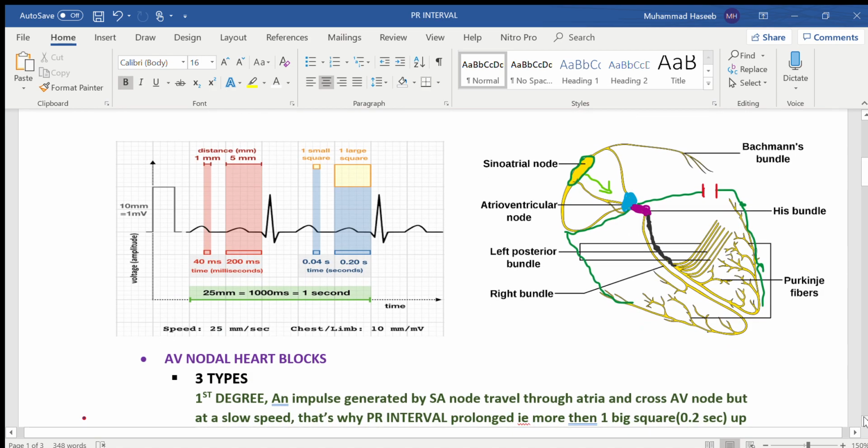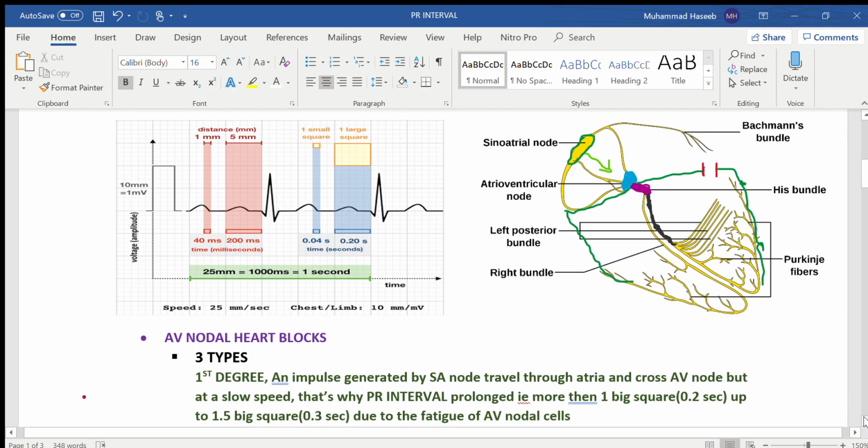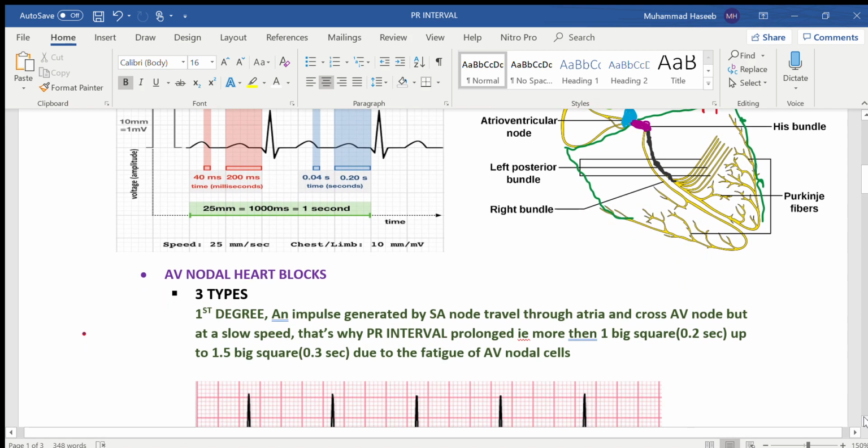So the first degree heart block is reflected on the ECG by the prolongation of the PR interval. And this PR interval will be more than a big square, and it may be up to 1.5 big squares. So here is your first degree heart block written over here.